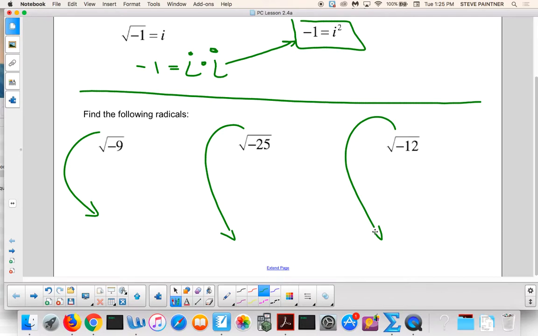Hey, Emma, what's the answer to the square root of -9? She's not sure. Sophie, say again. 3i squared. Okay. Hannah, this one. 5i. Okay. Landon, this one. You don't know? Kyler. 2 square root 3i. Where's the i? Behind it, the 3. Right here.